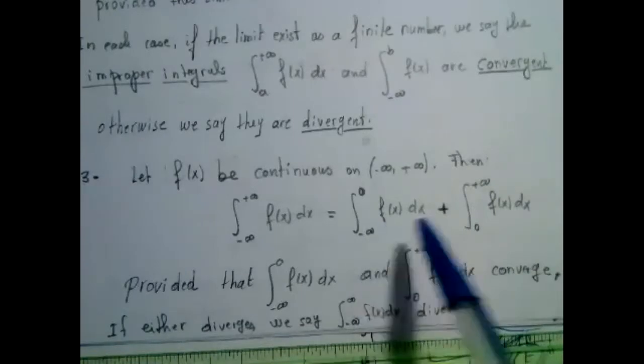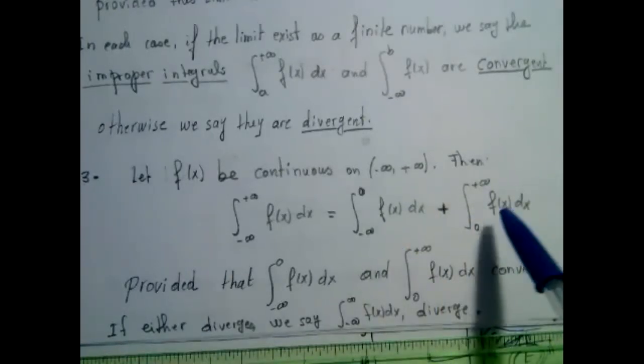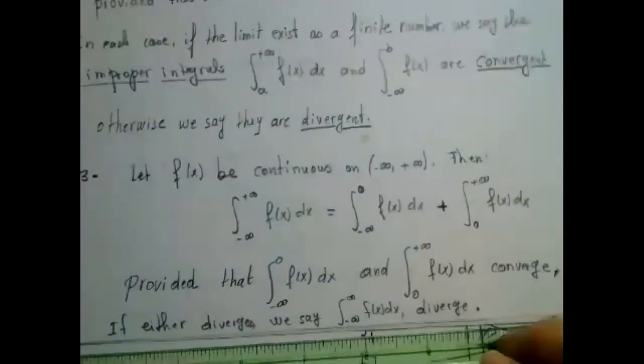If one of them diverges, the whole thing falls apart. We're done. If this one diverges, the whole thing diverges. That's the definition. Of course, if both diverge, the whole thing diverges. If one of them diverges, the whole thing diverges. All right, that's the definition. So now let's take up an example.